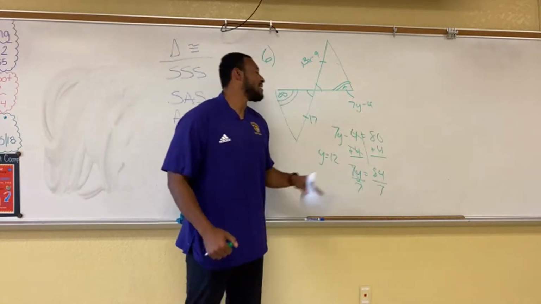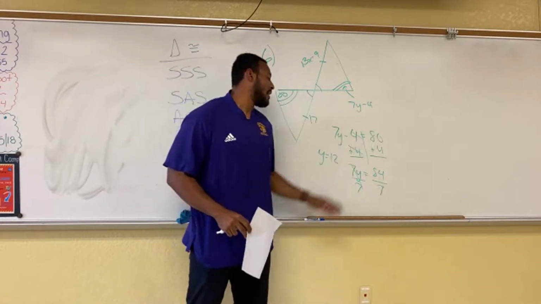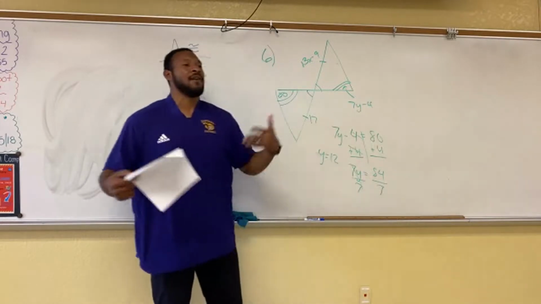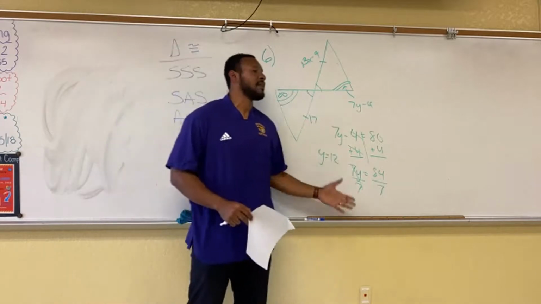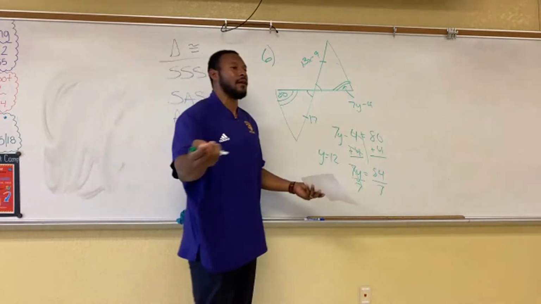Like she said, 7y minus 4 equals 80. You add 4 on both sides, get 7y equals 84. You guys know to divide by 7 to get y by itself. 84 divided by 7 is 12. If you have a calculator, put it in your calculator. If you can do it in your head, do it in your head, right?